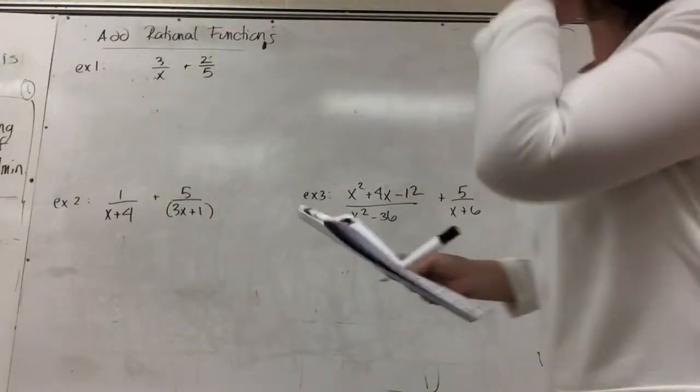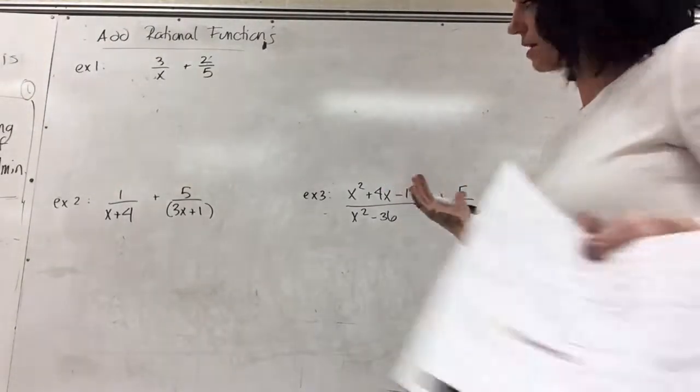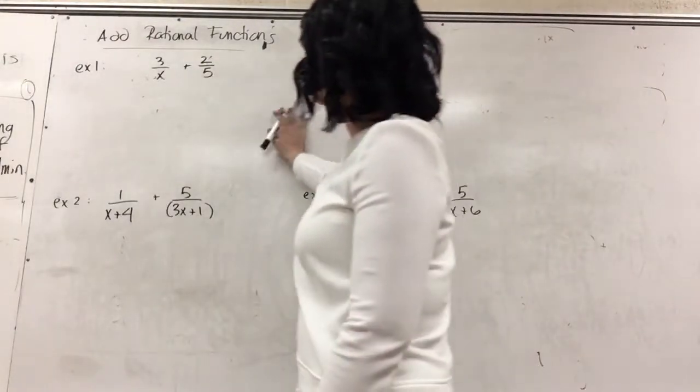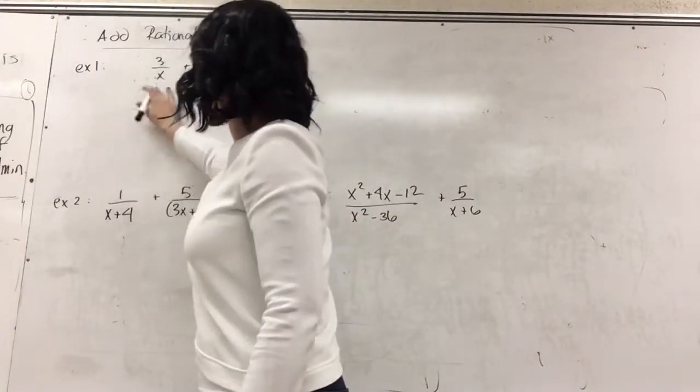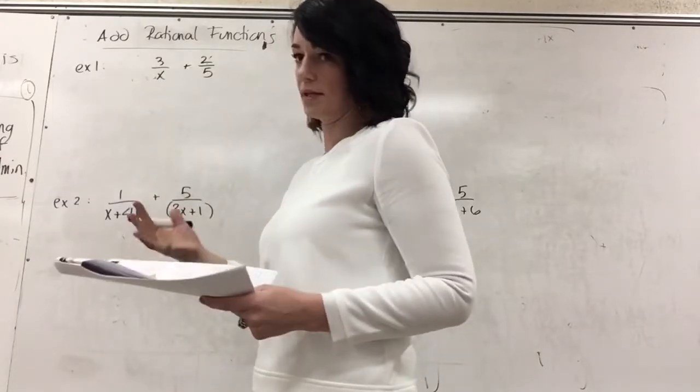Okay, next lesson is adding rational functions. Subtracting is going to work the same way, except it's going to be a subtraction. So when we are adding rational functions, we need to think about how we add fractions. And in order to add fractions together, we need a common denominator.